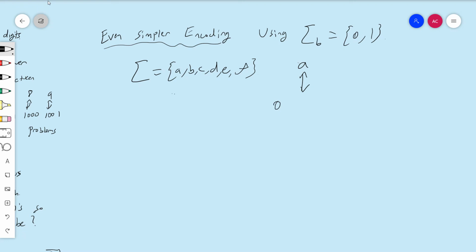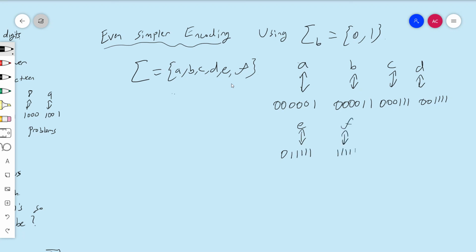I'm going to say A is 1, B is 2, C is 3, D is 4, E is 5, F is 6. So A, being 1, is going to be 0, 0, 0, 0, 0, 1. B is going to be 0, 0, 0, 0, 1, 1. C is going to be 0, 0, 0, 1, 1, 1. D is going to be 0, 0, 1, 1, 1, 1. E is going to be 0, 1, 1, 1, 1, 1. And then finally F is going to be 1, 1, 1, 1, 1, 1.